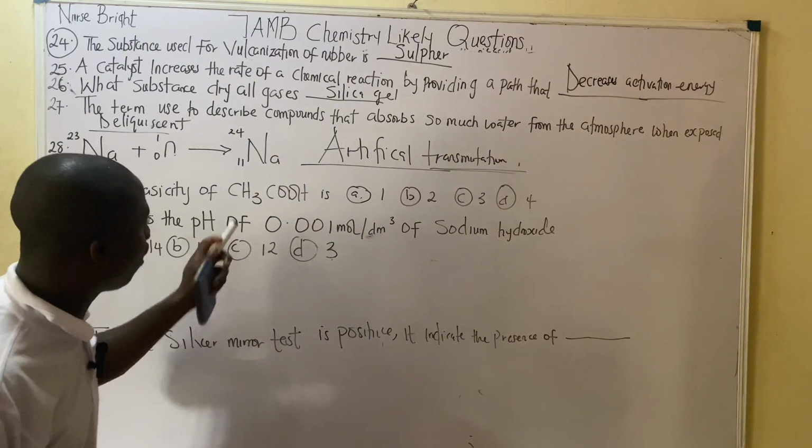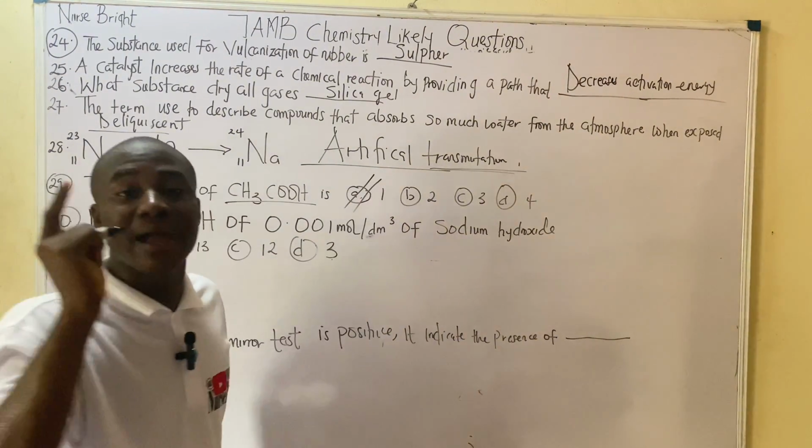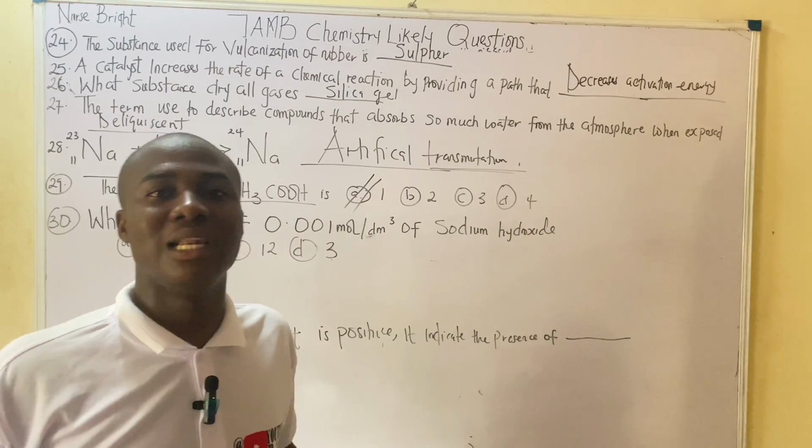So the basicity of ethanoic acid is still what we said earlier: it is monobasic. We said that. Go watch the video. I'm going to put the link here as well.